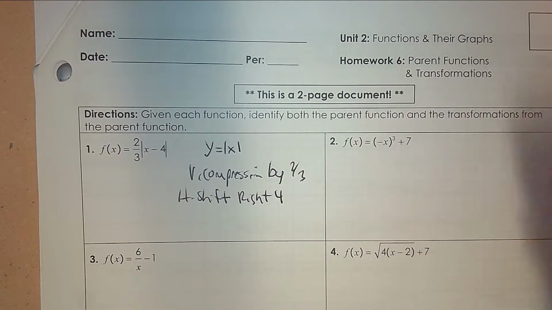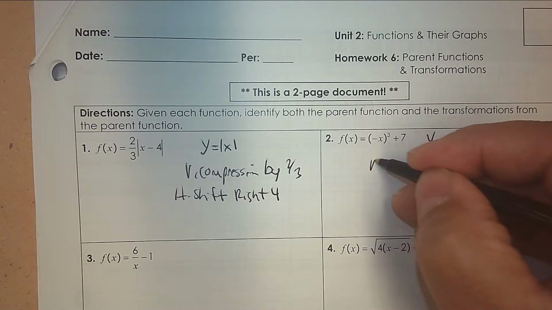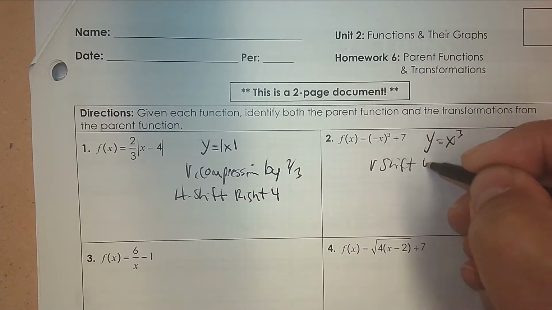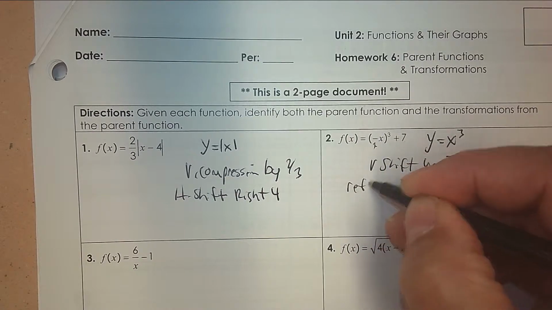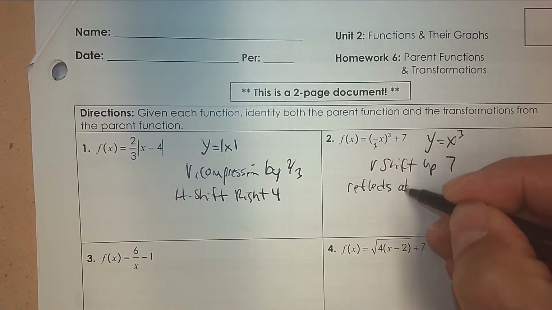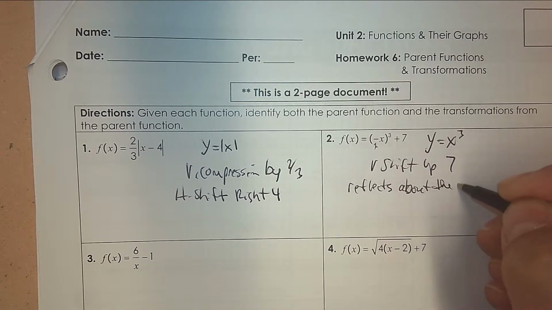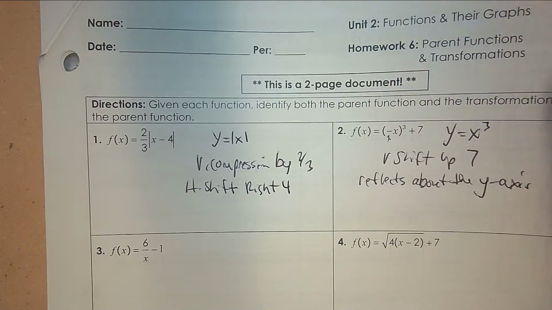Identify the parent, x cubed. What's happening? On the outside, I see a vertical shift up. It does what it says, 7. On the inside, I see a negative, so that means it's a reflection. And on the inside, what does it reflect across? Or about? And it's the y-axis on the inside, x-axis on the outside.